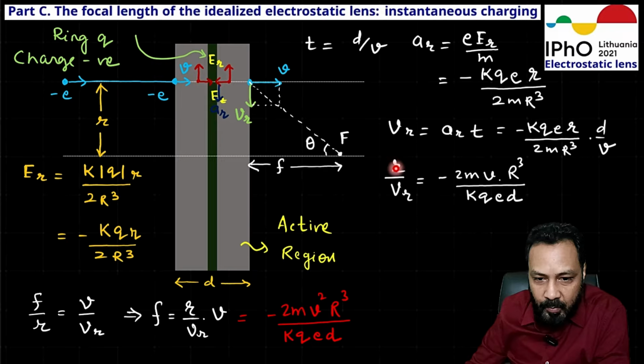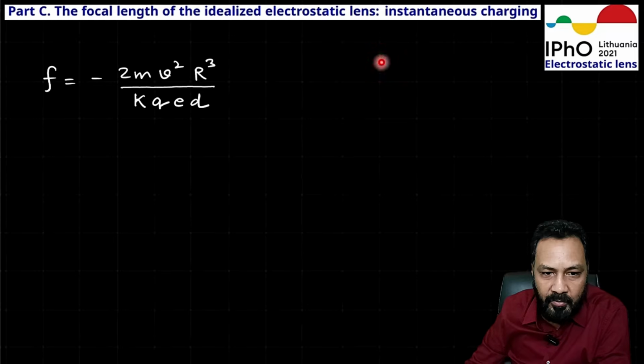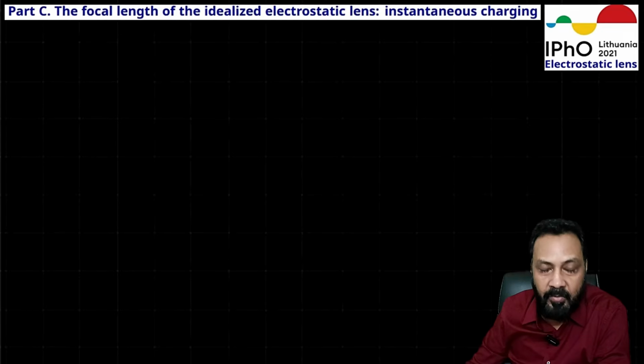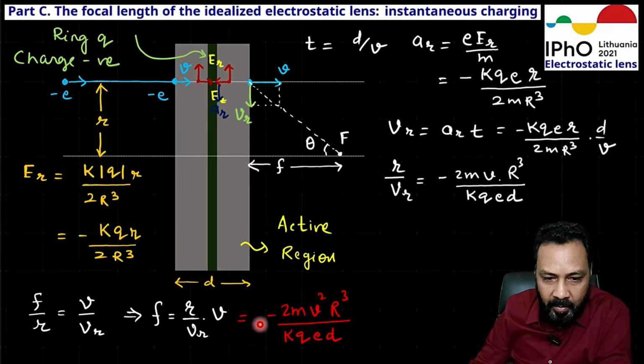And put this small r by Vr, that whole thing. So there is V and there is V, so that V into V will become V square. And that's what we had obtained here. If it goes a bit fast, you can pause and check the expression. So that was f. F is equal to minus 2mv square r cubed divided by kqed. That's here.